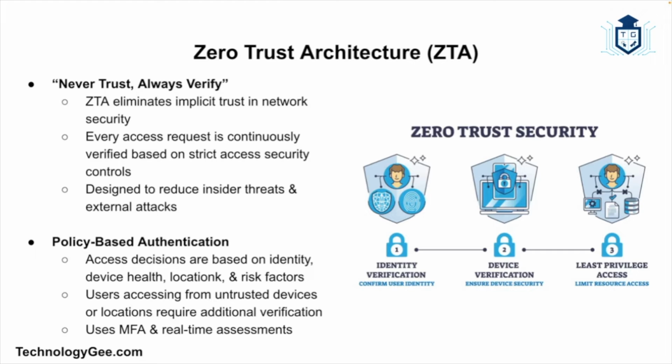All right, so let's move on and talk about the zero trust architecture. So the zero trust architecture has become a cornerstone of modern network security, where it emphasizes the principle of never trust and always verify. So let's talk about the policy-based authentication. So zero trust architecture implements policy-based authentication where access decisions are made dynamically based on factors such as identity, device health, and location. So for instance, an employee accessing the network from an untrusted device may be required to undergo additional verification before gaining access.